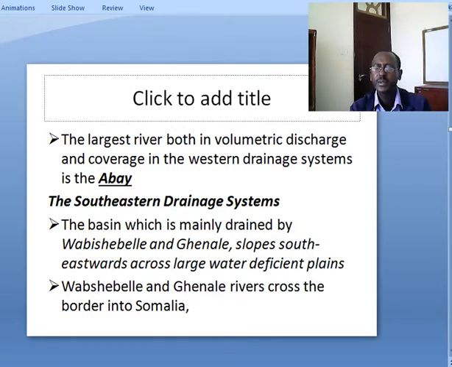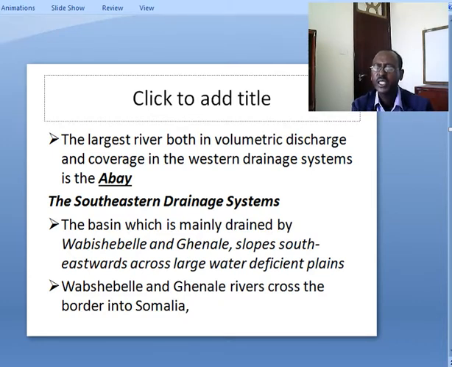The largest river basin. This is the largest river both in volume, discharge and coverage. From all these, the largest of all in terms of volumetric drainage discharge and coverage in the western drainage system is the Abai River. So the Abai River is one of the largest rivers in terms of volume or discharge within the river basin.